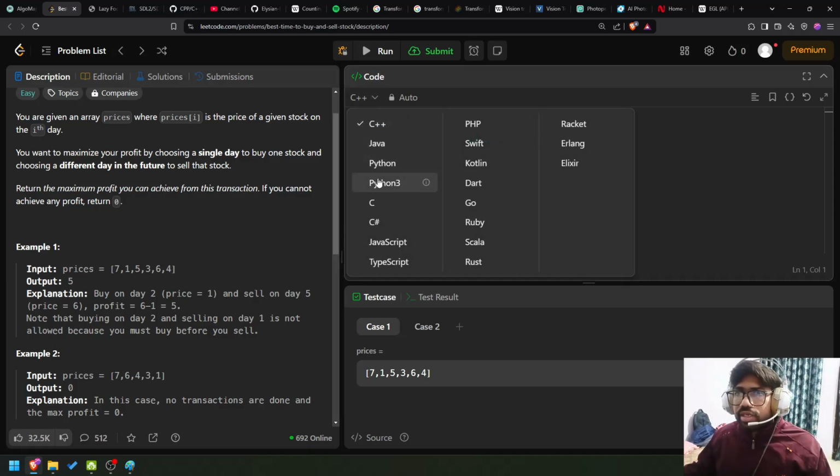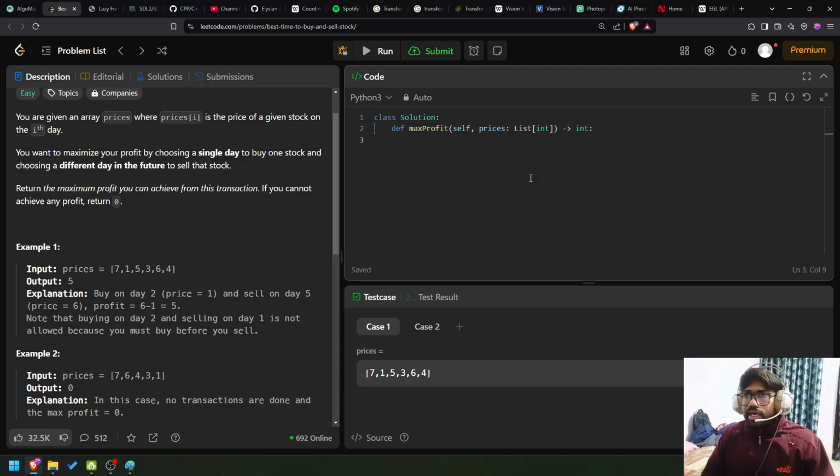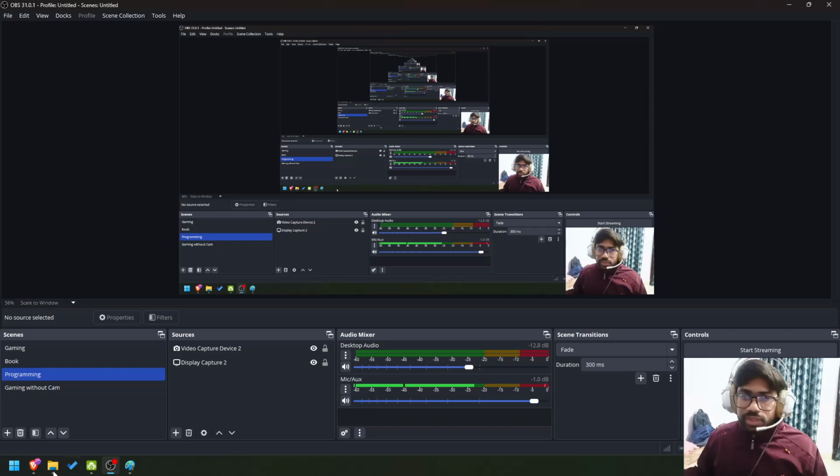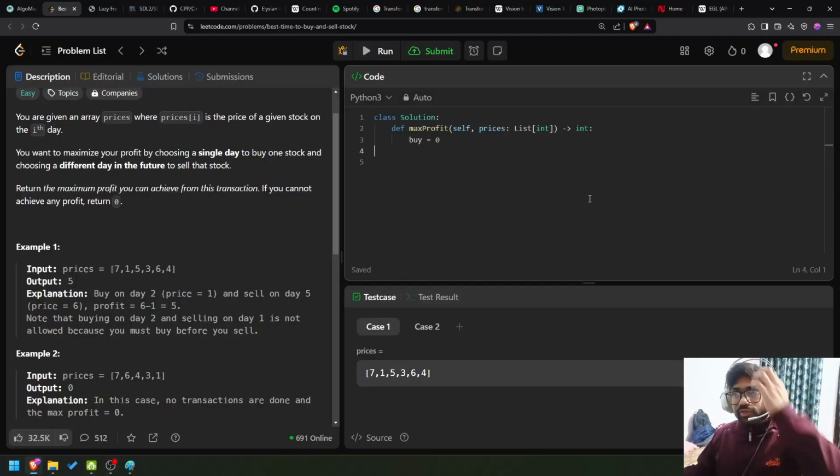So I'll directly say buy equals 0, and sell equals 0 as well. Don't care about that. So I will go through the array. For i in prices.